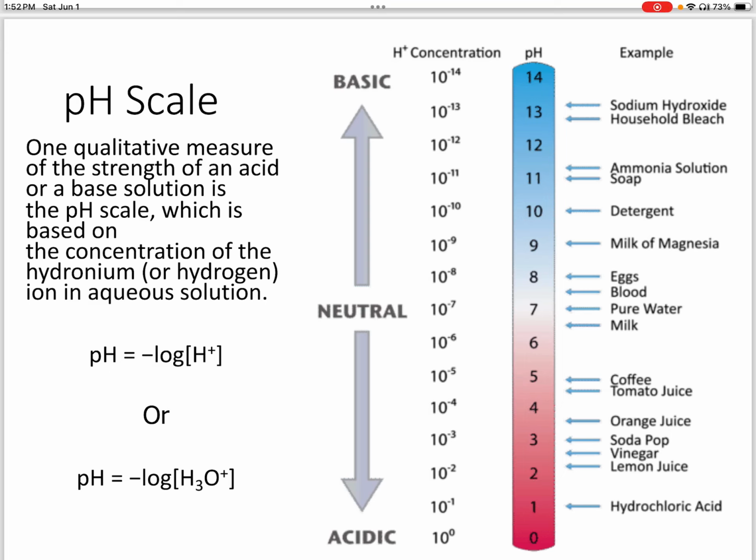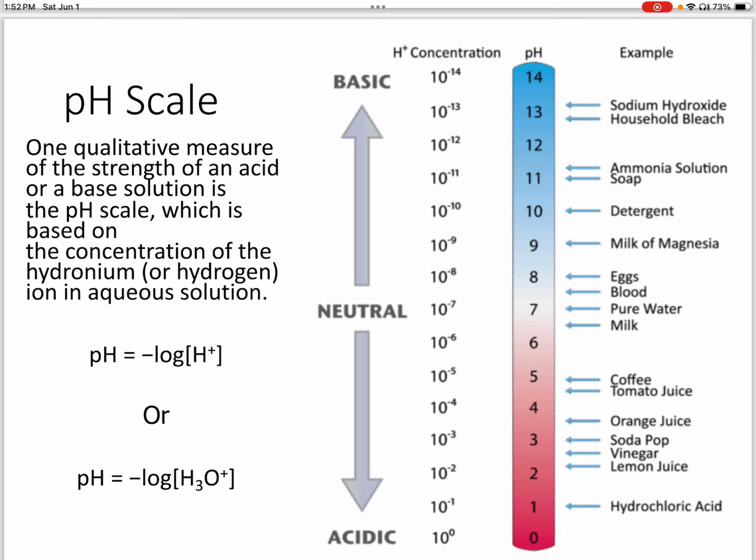In this video, we're going to finally dive into the pH scale and hopefully understand a little bit more about how this was derived. So we've already seen in lab that you can determine how acidic or basic a solution is based on its pH value. But where does pH actually come from?